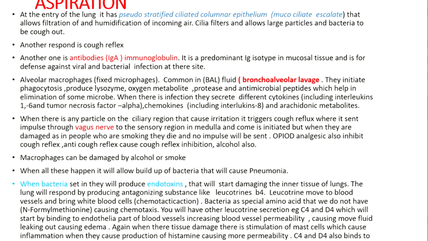When bacteria set in, they will produce endotoxins that start damaging the inner tissue of your lung, and the lung will stimulate substances like leukotriene. We have seen macrophages stimulating leukotrienes. Leukotriene will be sent to the blood vessels, and the blood vessels will send more white blood cells. This movement of leukotriene to the blood vessels is called chemotaxis.